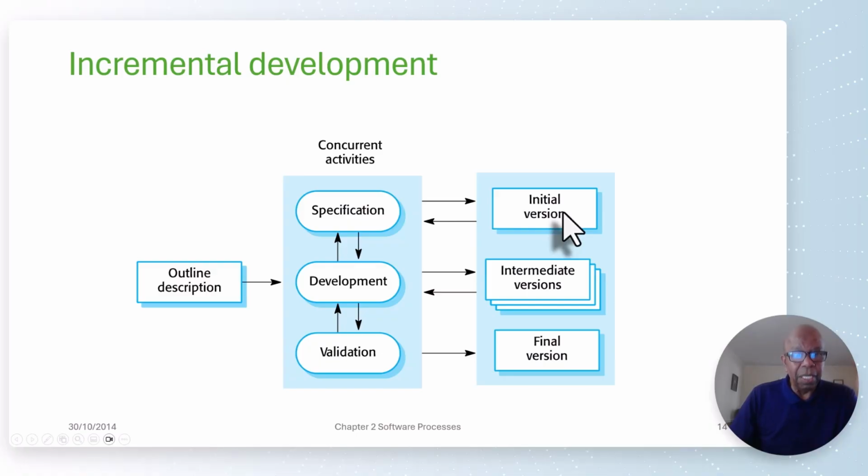From that initial version, I'm going to go to the user and say, Miss User, is this what you want? And they will say yes or no. If they say no, we're going to go back and modify our specifications. We're going to develop, we're going to validate, and we end up coming up with intermediate versions. Similar to the prototypes. I'm coming up with a different prototype.